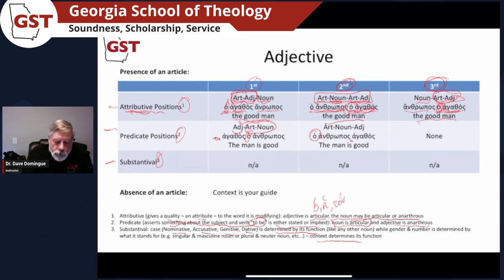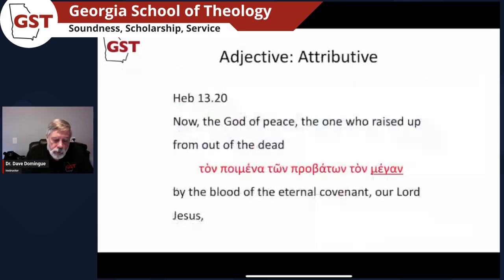So same words, agathos, ho anthropos. The man now is good. It's implied. The verb is implied. Ho anthropos, agathos. See, the word order doesn't matter. The man is good. All right, that's the part that probably is going to be new. It's not truly new, but it's not something we typically spend time with. But that's how we begin to recognize that.